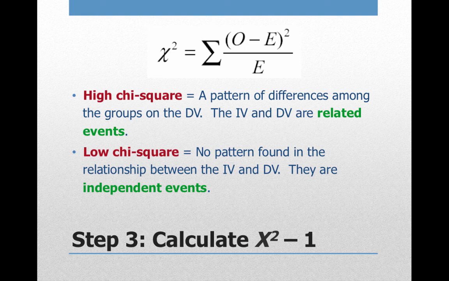But if we have a low chi-square test statistic, then this is an indication that there are no patterns found within the groups of your IV on your DV. That these two variables are independent of each other, that there is no relationship. We're not going to see differences between farmers, teachers, and salespeople on political party affiliation, that there is going to be nothing going on there, that there really is no relationship between these two variables, thus they are independent events.